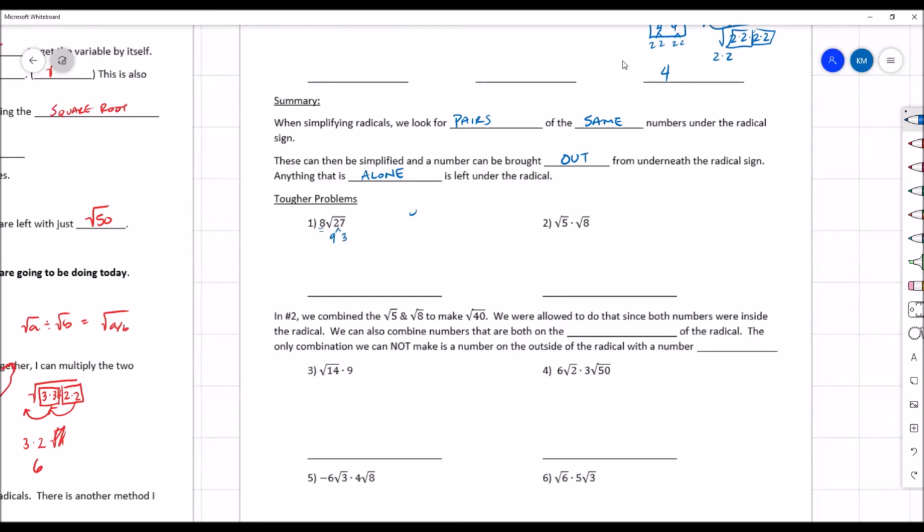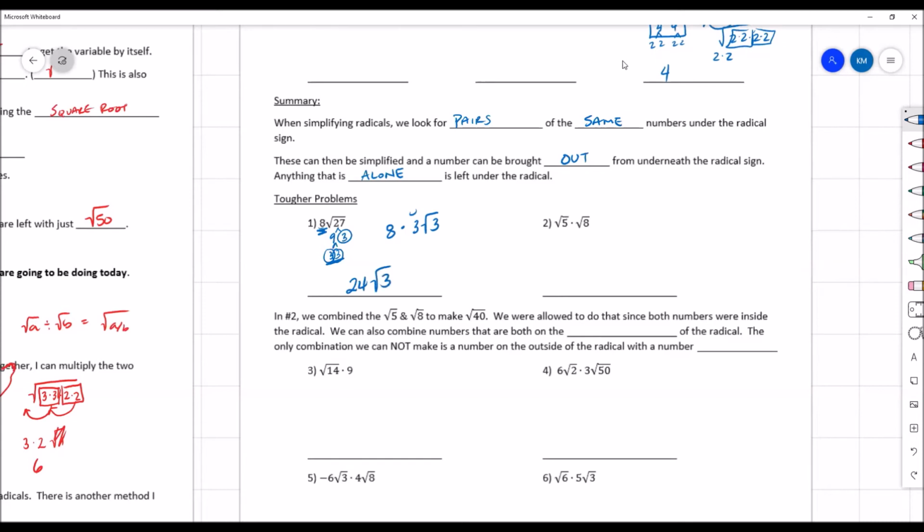So I look at it as 9 times 3. 3 is prime. 3 times 3. Okay, so I had a pair of 3s and a 3 without a pair. So I can write that as 3 radical 3. Remember, we already have an 8 here, so we need to make sure that we write that on the outside. 8 times 3 is 24, radical 3.